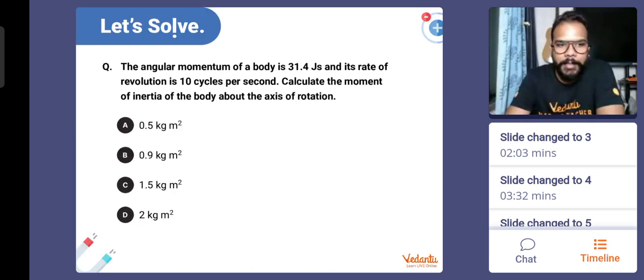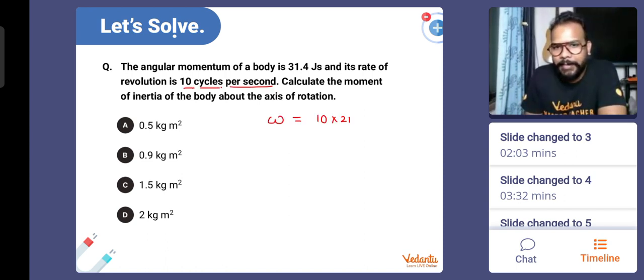Okay, the next one, it says that we have to find the angular momentum of the body that is given. Its rate of revolution is 10 cycles per second. Omega is 10 into 2 pi.